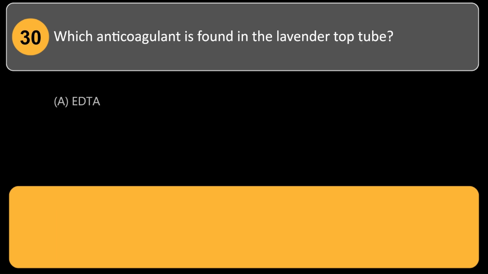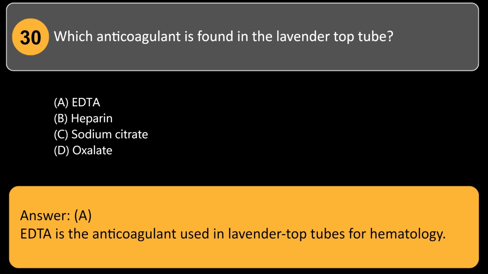Which anticoagulant is found in the lavender top tube? A. EDTA. B. Heparin. C. Sodium citrate. D. Oxalate. Answer, A. EDTA is the anticoagulant used in lavender top tubes for hematology.